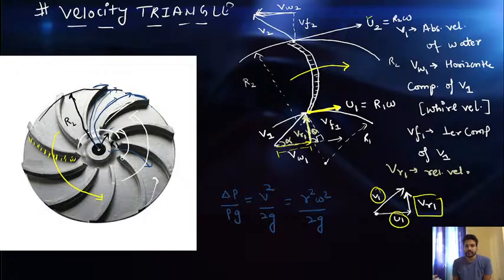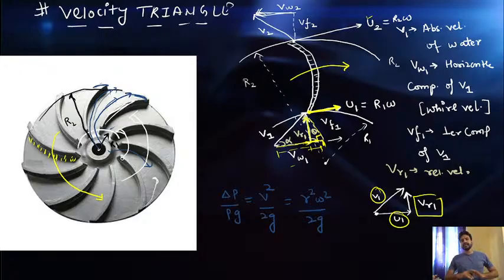And this is my vertical component. This is the perpendicular side. So v1 has two components, vw1 and my vertical vf1. vw1 is the horizontal component of the v1 and vf1 is the vertical component of the v1, that's it. And this is my relative velocity, right? ठीक है. Okay, now let's discuss the outlet velocity triangle.